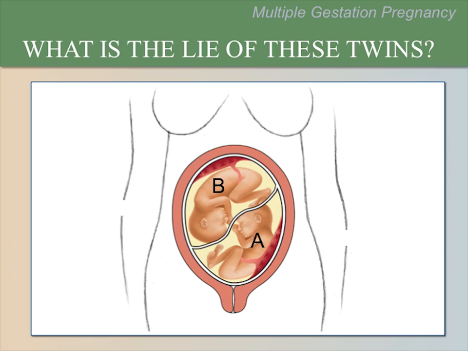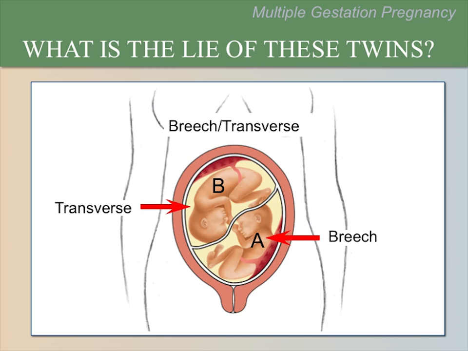One or both twins may also have a transverse lie, as we see in this illustration. How would you refer to the fetal presentation in this case? We would call the fetal presentation breech transverse, remembering that the first term always refers to the presentation of twin A.